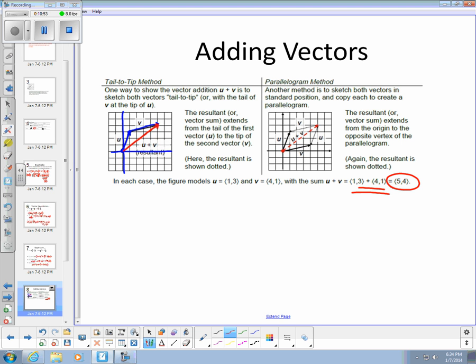Another way to do it graphically is called the parallelogram method. And this time, instead of putting one vector at the tail end of the other, we're going to draw them both from standard position from the origin. And then we're going to create a parallelogram. Okay, so you can see where they put in the extra u and v vectors, and where the corner of that parallelogram is, the diagonal of that parallelogram, is the resultant, which is the same line that we had drawn in the tail to tip method. Okay? So that's what's really happening when you're adding vectors.